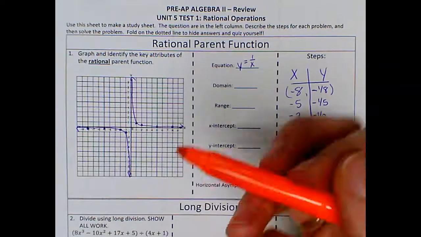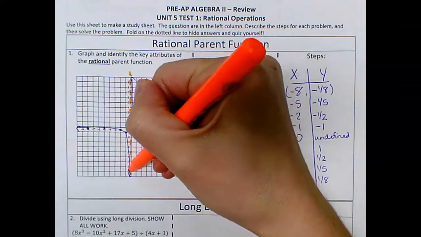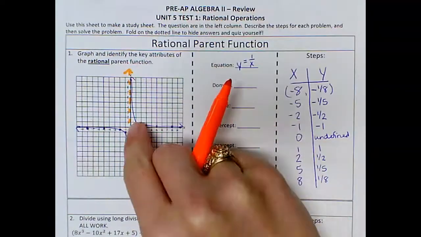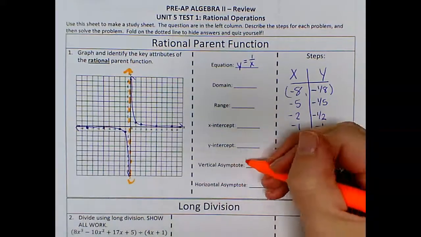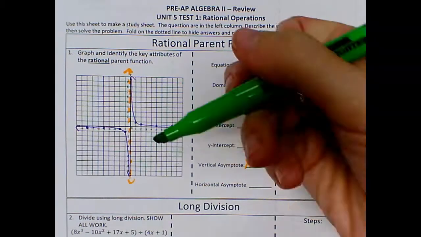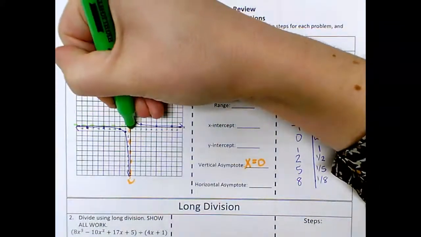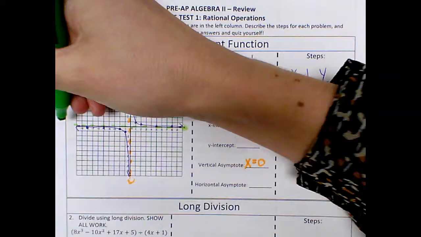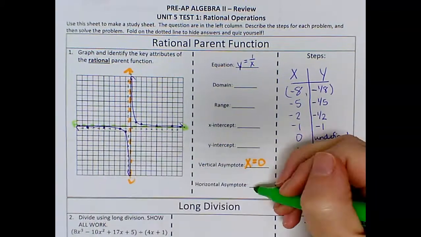So I have one asymptote here, the vertical one, and it happens to have an equation of x equals 0. So my vertical asymptote has an equation of x equals 0. And then the horizontal asymptote is here. Again, the graph approaches the axis, but it never actually touches. And the equation of that asymptote is y equals 0.